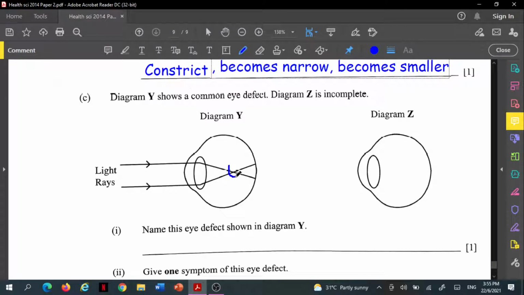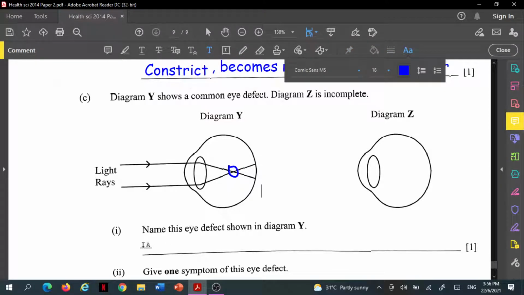Right here, the rays meet in front of the retina. So in other words, the rays fall short. Just think about it: the rays fall short, so it means this is short-sightedness. The rays are not long enough to reach the retina. Short-sightedness is when the rays meet in front of the retina, which means the image is not formed on the retina, it's formed in front of the retina.